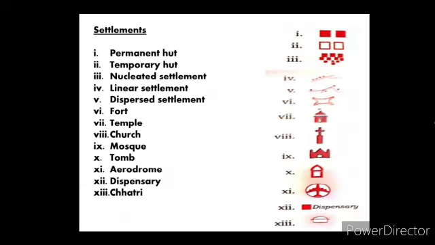So the next one is settlement, and we know the settlements are generally shown red in color. In settlement, the features that come under are permanent house, temporary house, fort, temple, church, mosque, tomb, etc.